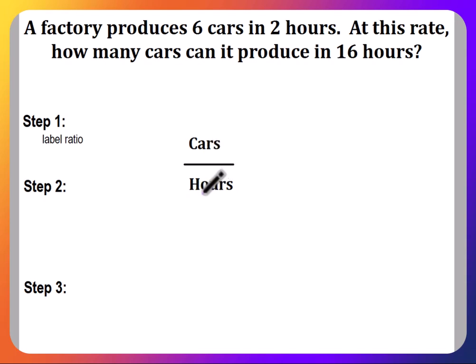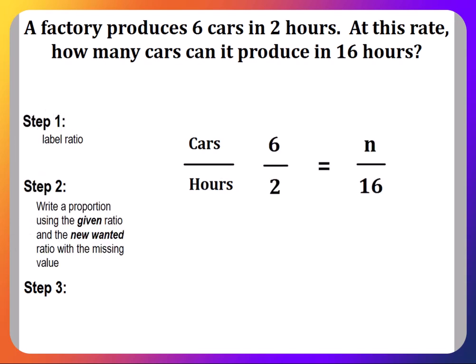That's your label ratio. You have to have labels with these proportions because it is so easy to get your numbers in the wrong place. Step 2, you're going to write the proportion using the given ratio and the new wanted ratio with the missing value. So we're given that it produces 6 cars in 2 hours. That's our given ratio. So on the car line, the top, I put my 6. The number of hours goes on the bottom, the 2.